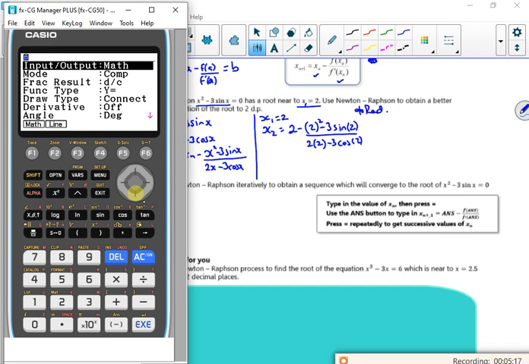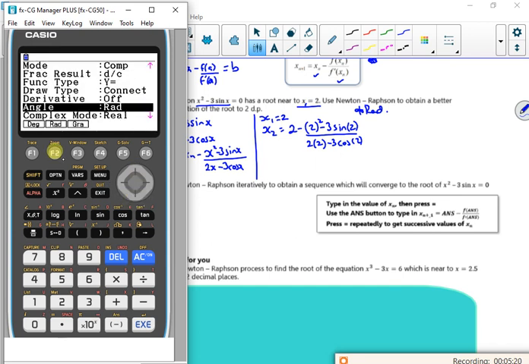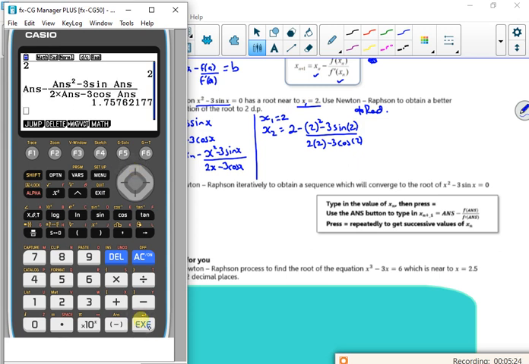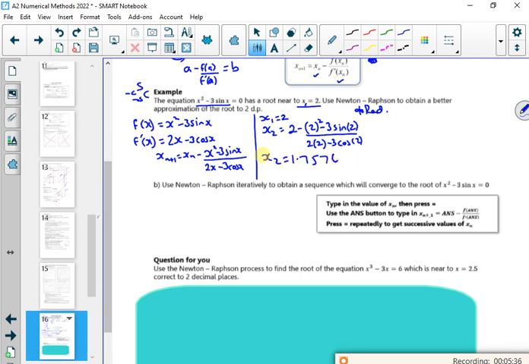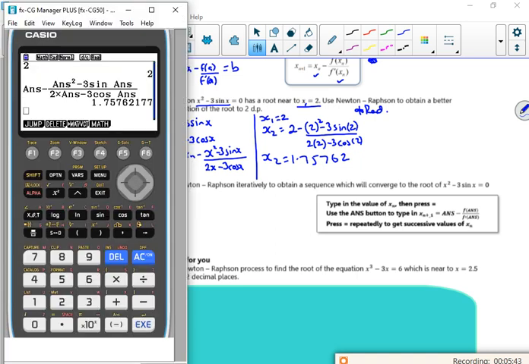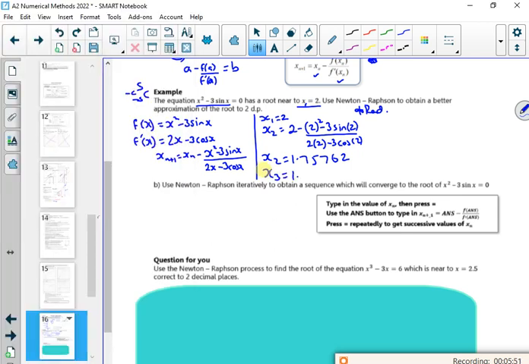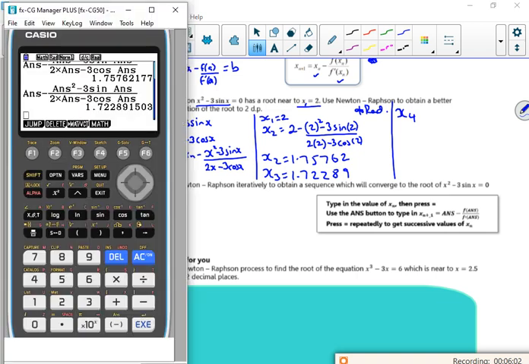So let me just do shift menu. You'd expect on an exam question time to switch to radians. And then just go back to that one. So 1.75, right. So x2 is 1.75762. Then I go back to my calculator, press equals, gives me 1.72289. If I find my calculator again, because it keeps disappearing off the screen, press equals again, 1.722125.